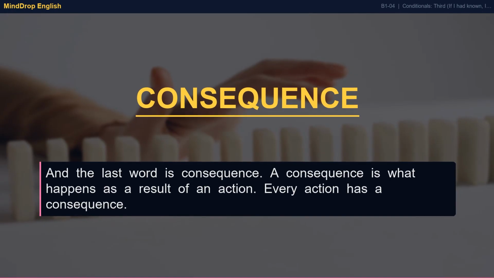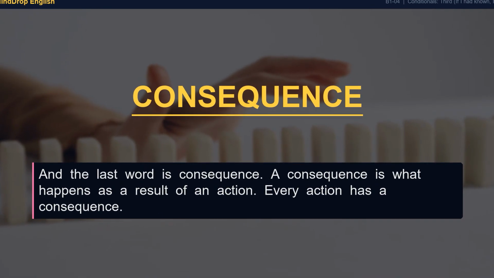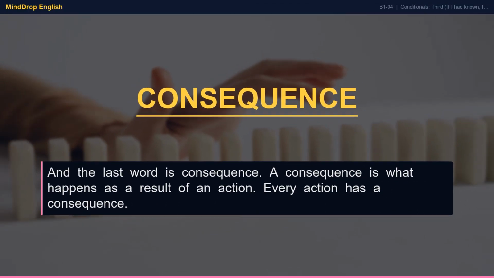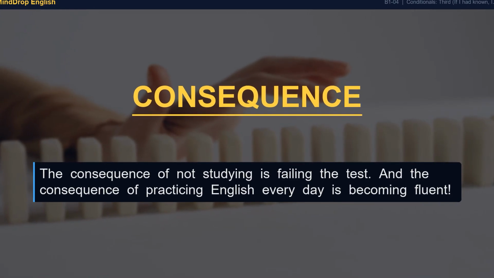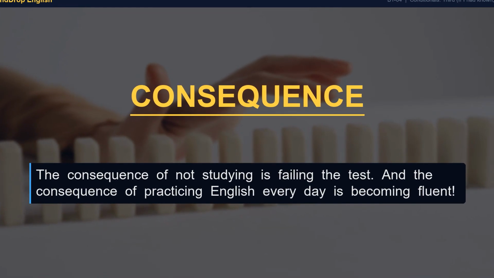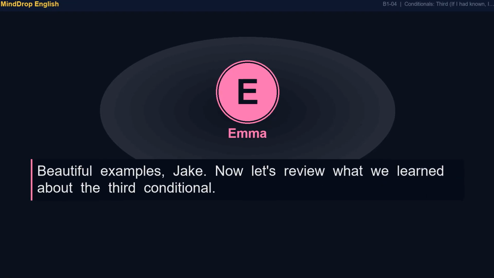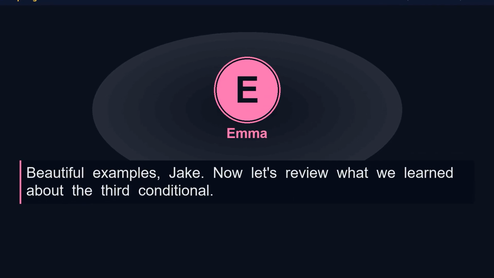And the last word is "consequence." A consequence is what happens as a result of an action. Every action has a consequence. The consequence of not studying is failing the test. And the consequence of practicing English every day is becoming fluent. Beautiful examples, Jake. Now let's review what we learned about the third conditional.